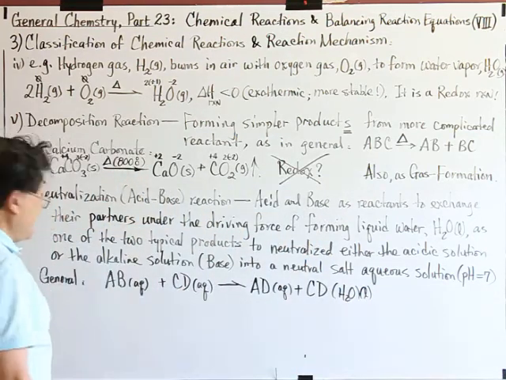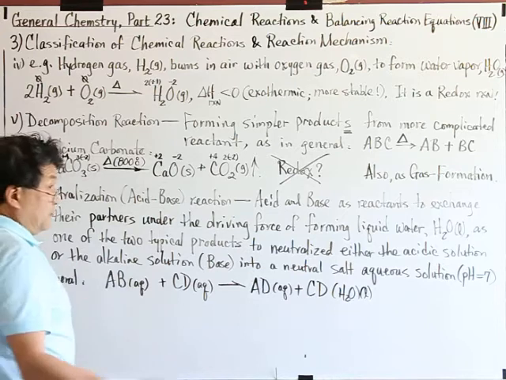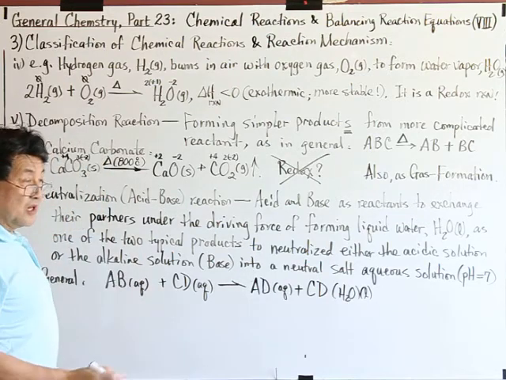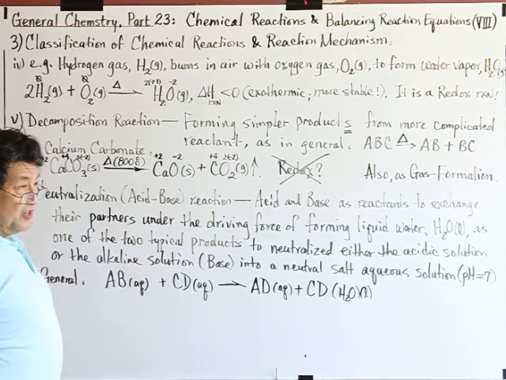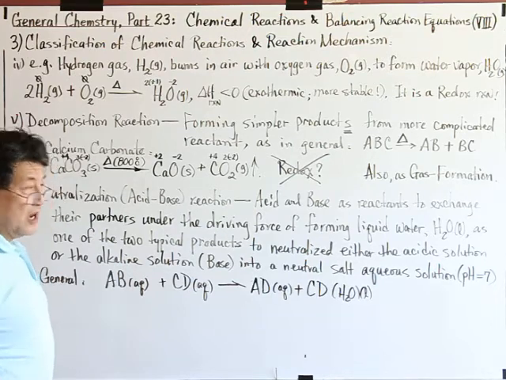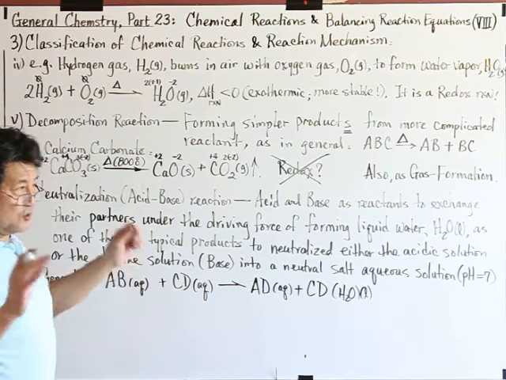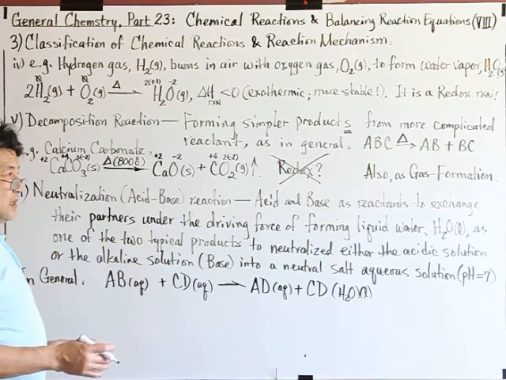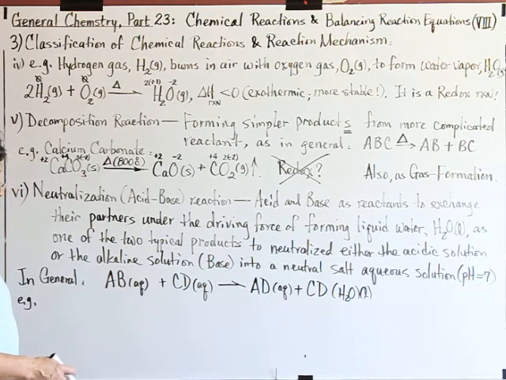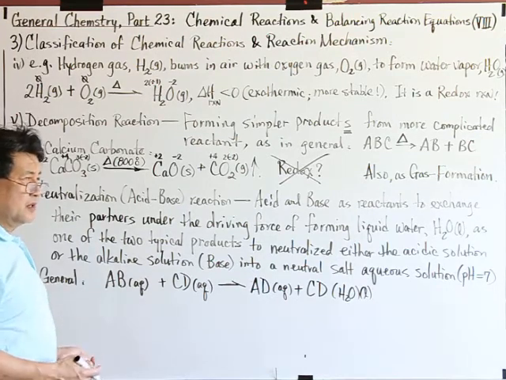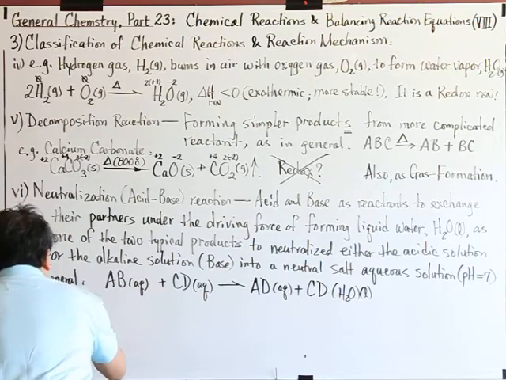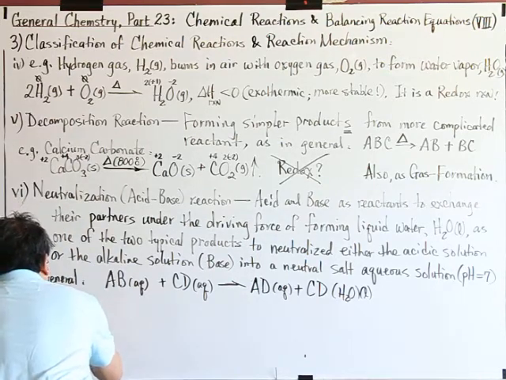If we want a real example, there are very, very many. So let's pick one example: caustic soda, NaOH, sodium hydroxide. It's one of the strongest bases. Let's react it with another strong acid. We picked one already, so the next pick is nitric acid.